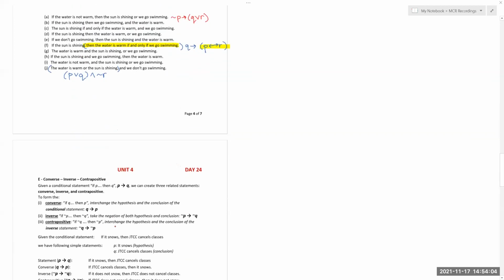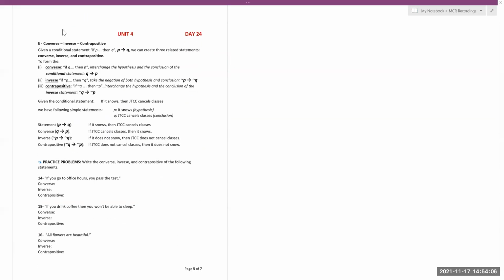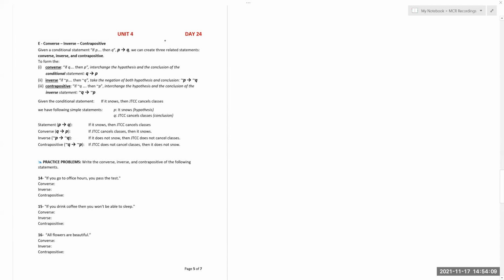Then we are going to get into converse, inverse, and contrapositive statements. So when you take your original statement, and you say P goes to Q, that's your original statement. And then we can do something called a converse. So a converse, kind of think of confuse, where you flip them. So you just flip them around. So the converse would be Q goes to P.